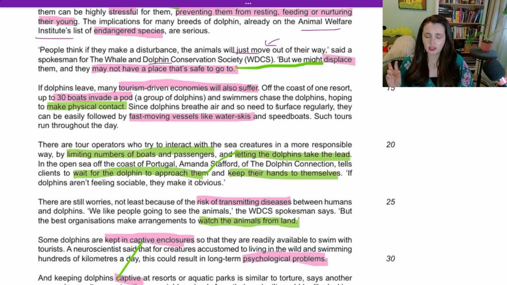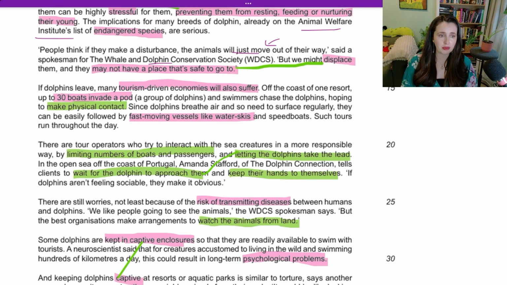We're starting to get a hint towards the second part of the summary too, which was, remember, what can responsible tour operators do to improve the situation? So we can see, well, what are the problems? The problems right now is they're making physical contact. If we can stop them from doing that, probably that will improve the situation.